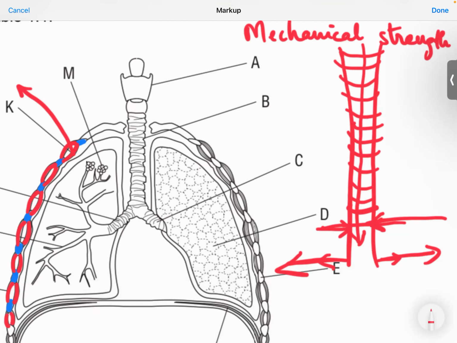Now repeat what I said. What's the function of cartilage? The function of cartilage is that it keeps the trachea soft, and it's also hard so that while we're breathing in, the trachea can stretch outwards, and once we're exhaling, it can stretch back inwards, and it provides mechanical strength to the trachea.